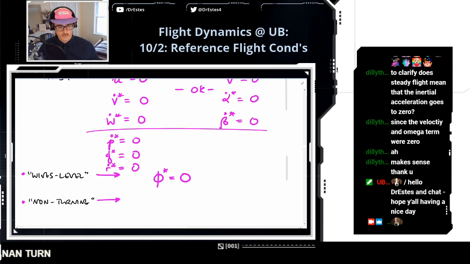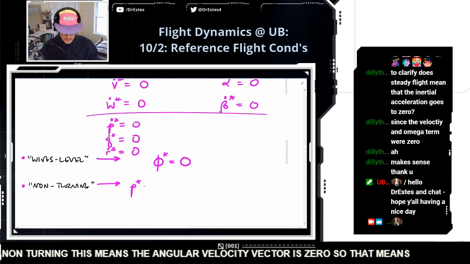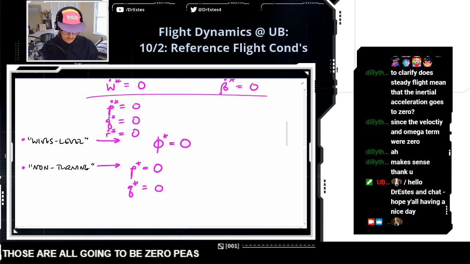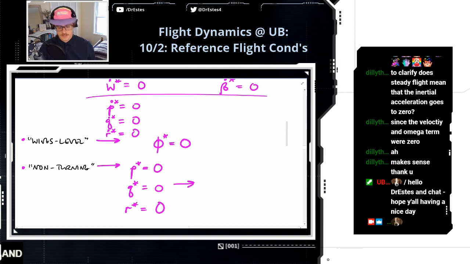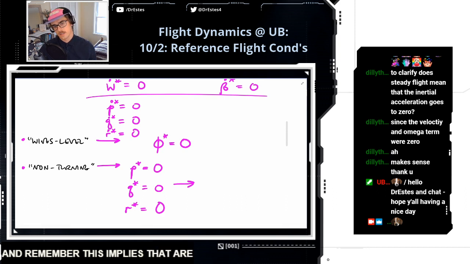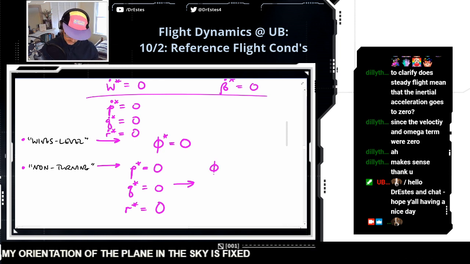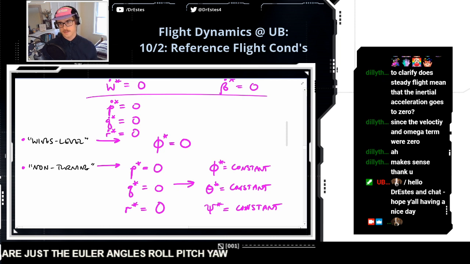Okay, non-turning. This means the angular velocity vector is zero. So that means our components of the angular velocity projected onto the B-frame basis vectors, those are all going to be zero. P is going to be zero, Q, R, those are zero. And remember, this implies that our attitude is also a constant. If I'm not turning, then my orientation of the plane in the sky is fixed. This is constant. This is constant. These are just the Euler angles. Roll, pitch, yaw angles, constant.